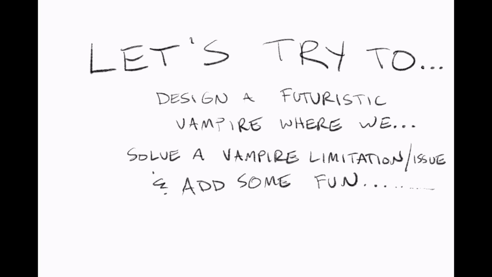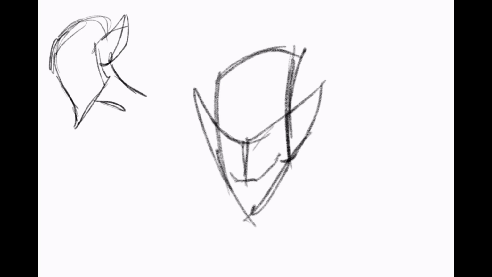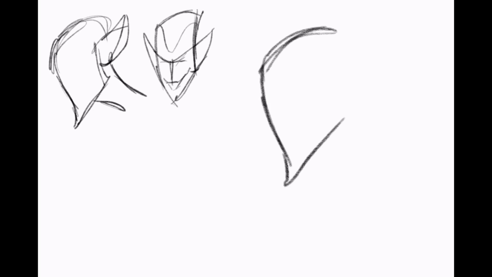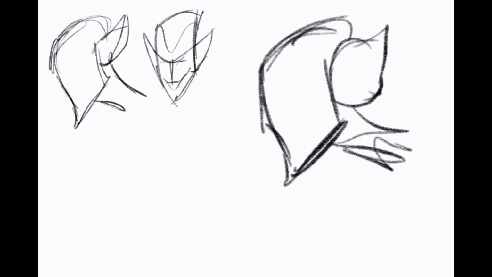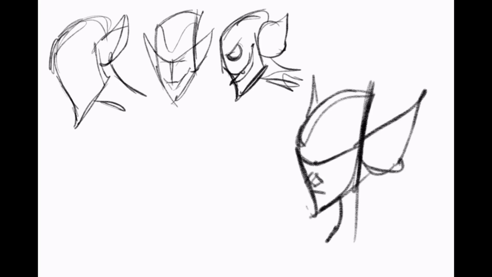When I say solve a limitation, I mean a limitation that a vampire might have, like being able to go into the sun. So for my step one, I have rough shape exploration. That's just a way to get into the flavor of what I'm trying to come up with. I'm a head-down designer as opposed to a silhouette-based designer when it comes to characters. So I start by trying to sketch the head to get a feel for what the rest of this guy's body might feel like.